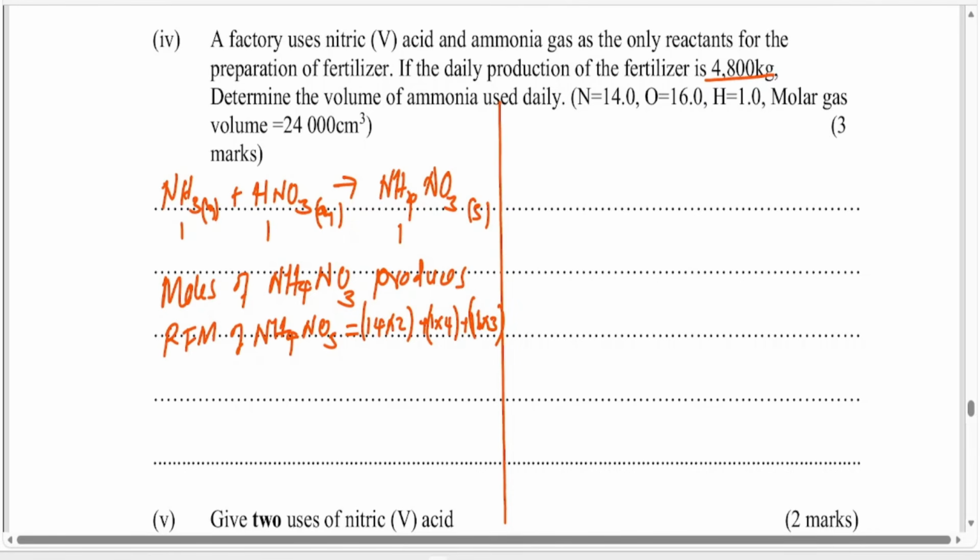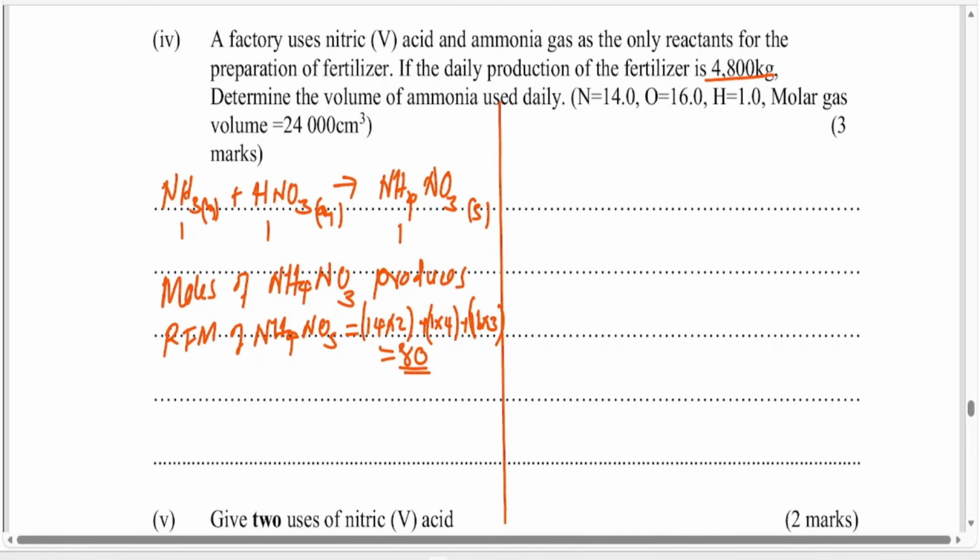16 times 3. And this gives me 80. Remember, relative mass has no units, but at a point I'll use the units. So, after knowing the RFM or relative formula mass, which is always equal to 1 mole, I will use the first principle approach and try to work out this question without using any formula. First principle approach in moles does not require use of formulas.